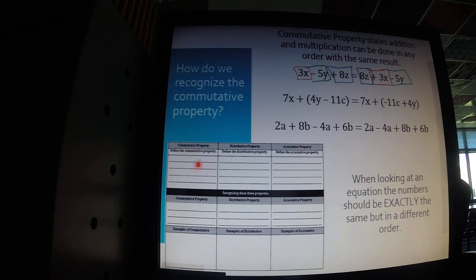So define commutative property, which was this part up here. Then recognize the commutative property, that's this part down here. There we go. And then here are your 3 examples, and those can go down here in this box. Okay.